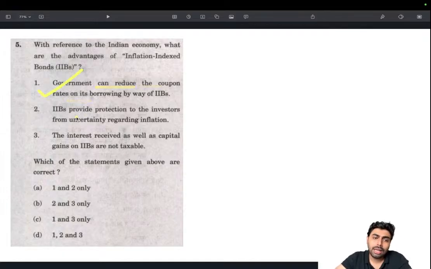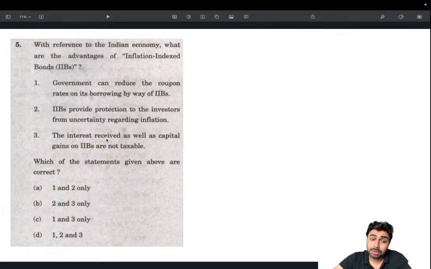That is true. IIBs provide protection to the investors from uncertainty regarding inflation. That's exactly the purpose of this bond. So that's true. Next: interest received as well as capital gains on IIBs are not taxable. Basically, these are all investments. Whether or not the gains are inflation indexed or issued by government or anything, there will be taxes. That's basic knowledge. You don't have to go to the specifics. As far as I know, the small savings schemes are the ones that get tax deductions, and that too only up to the 1.5 lakh limit.